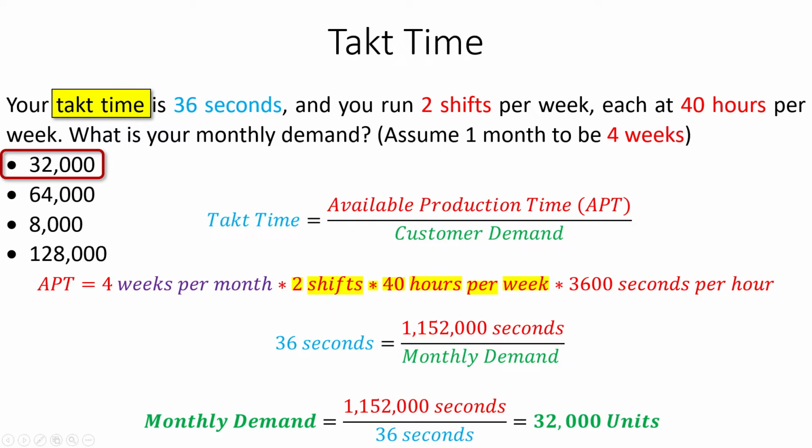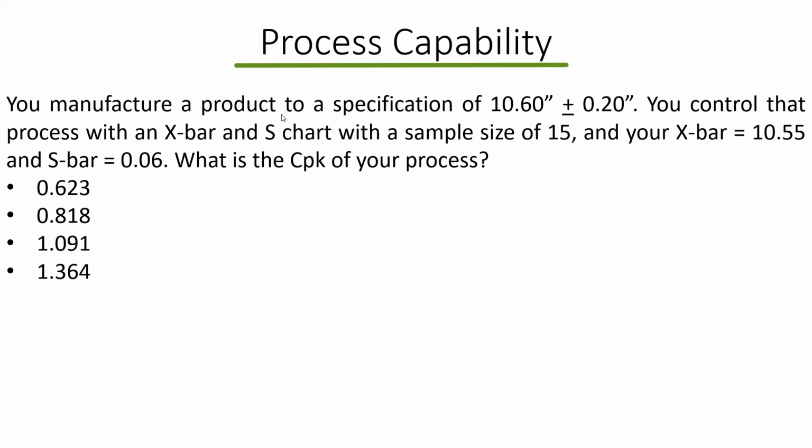And essentially all we have to do now is rearrange this equation to solve for the monthly demand. We move the monthly demand over here, we move takt time underneath to the denominator, and what we find is that our monthly demand is 32,000 units. To meet this customer demand, we have to be producing a part every 36 seconds. Make sense? Okay, let's move on to the fourth question here, which is all about process capability.